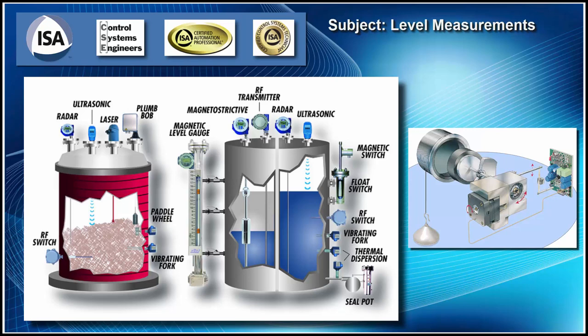The plumb bob is basically a servo mechanism. And when the material pushes against the plumb bob, it has a certain amount of buoyancy and the servo keeps the string tight. In other words, if it raises up, it tries to relax the string and the servo senses this and keeps it tight. And using an encoder or gear mechanisms, we can tell what the height of the level is. And so the plumb bob will actually transmit a level and it'll let you know what the level is.